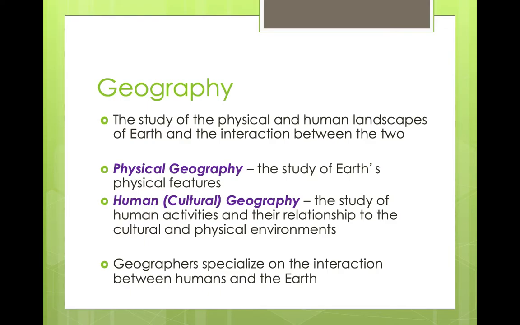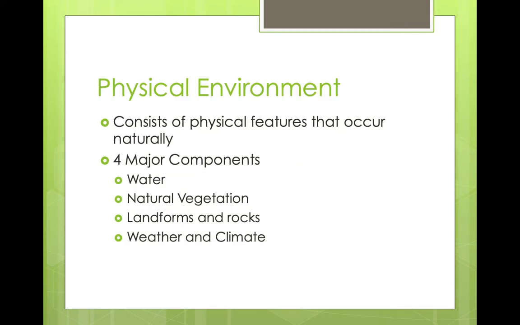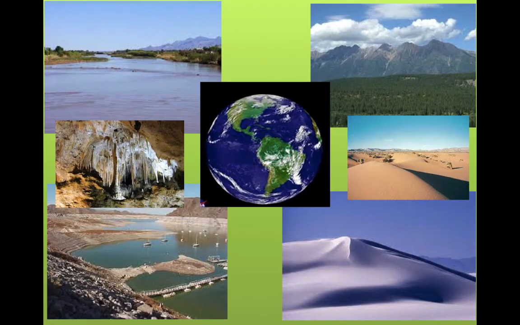And then when we talk about human cultural geography, it's the study of how human activities relate to our culture and our physical environment. So this year we're going to look at how the interaction between humans and the earth takes place. We're going to study lots of countries and how that interaction between the people and the place they live takes place there. We look at 4 physical features that occur naturally: water, natural vegetation or plants, landforms and rocks, and weather and climate. We'll get to each of those as we go through our units.